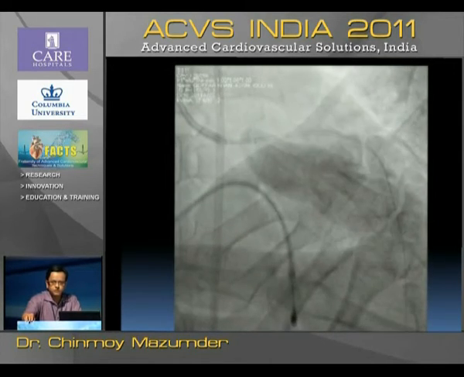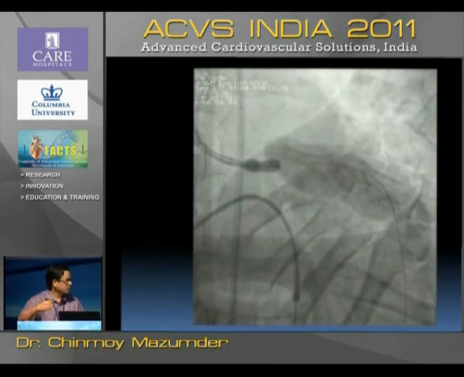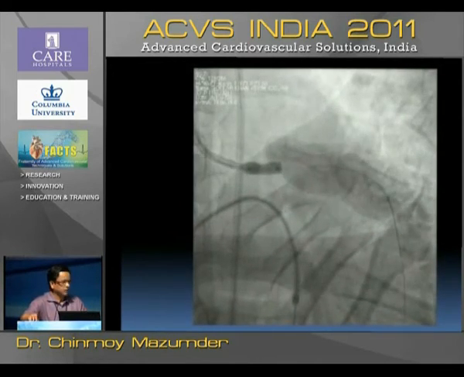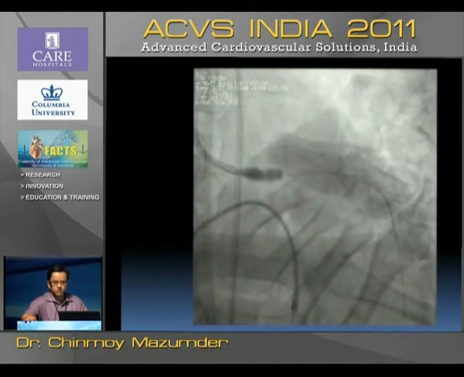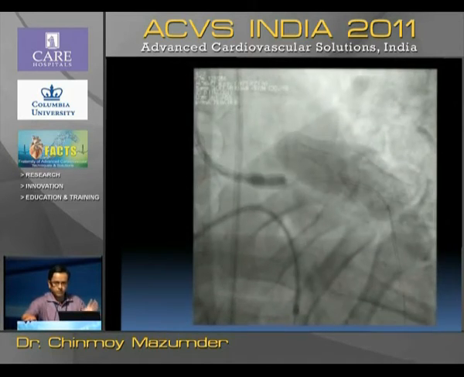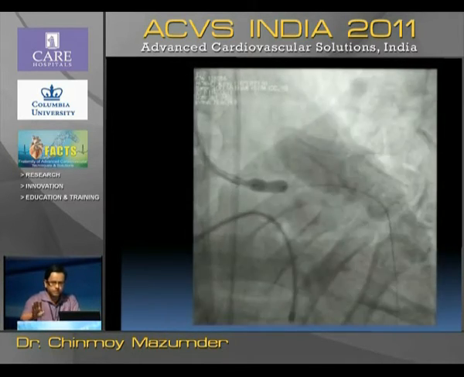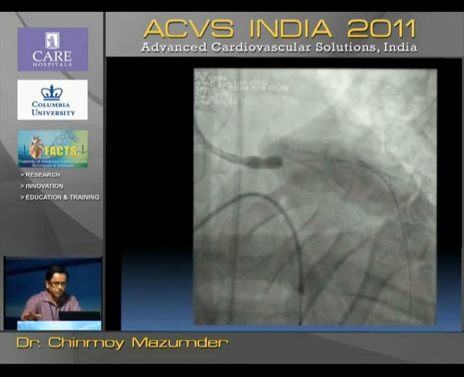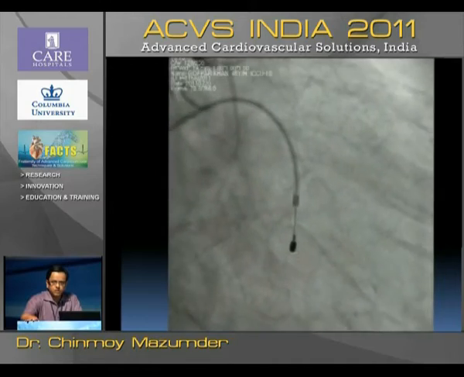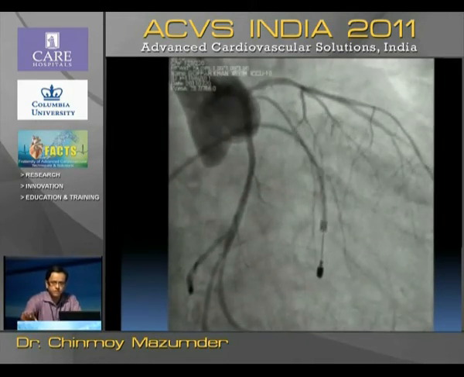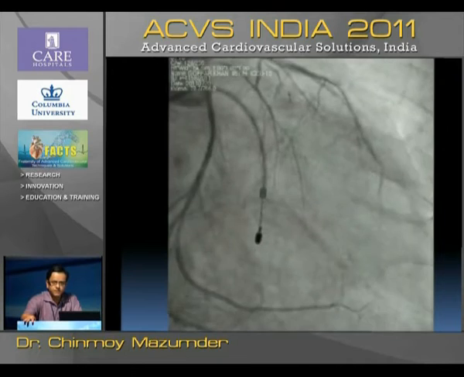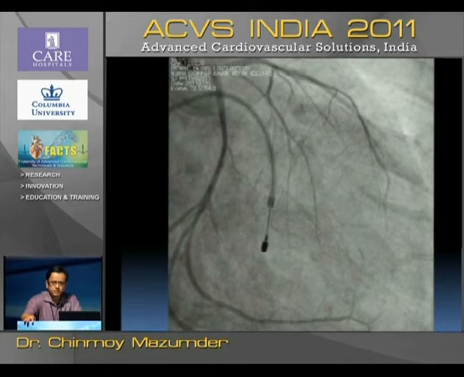Next slide. We took out the whole assembly. We took another EBU catheter and engaged the LMCA. Then we took the 4/7 stent and inflated it exactly in the ostium and proximal part. Next slide. You can see it is deployed there, and flow has come. Next slide.